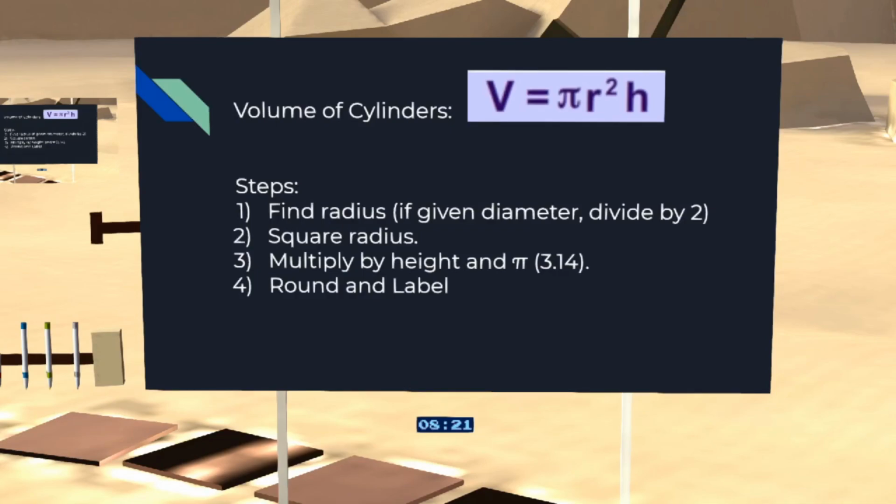Next, we square the radius. So if it was 6, we would say 6 times 6 is 36, and then move on to multiplying by height and by pi. Please use 3.14 as we have been doing. So next you're going to round and label, and I usually ask you to round to the nearest tenth, which is 1 digit after the decimal, or to the hundredths place, which is 2 digits after the decimal.